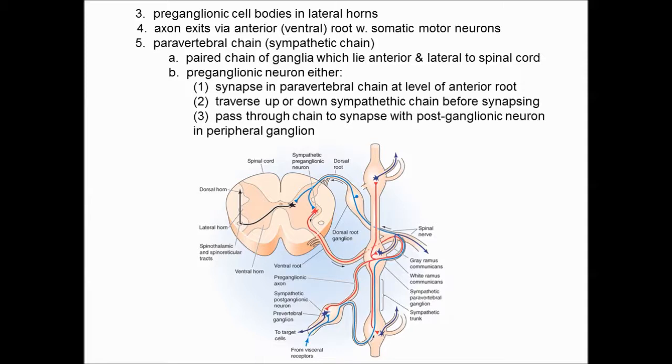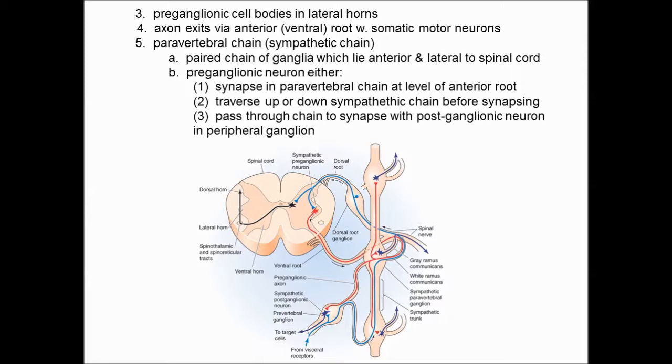It can also go up and down the chain and synapse with cell bodies in other ganglia up and down the paravertebral chain, as shown here and here, either way, up or down. Or, in some cases, it passes right through, and that's also pictured right here. It does not synapse with any cell body in the paravertebral chain, but goes to a peripheral ganglion and synapses there, and that's where the postganglionic cell body is.